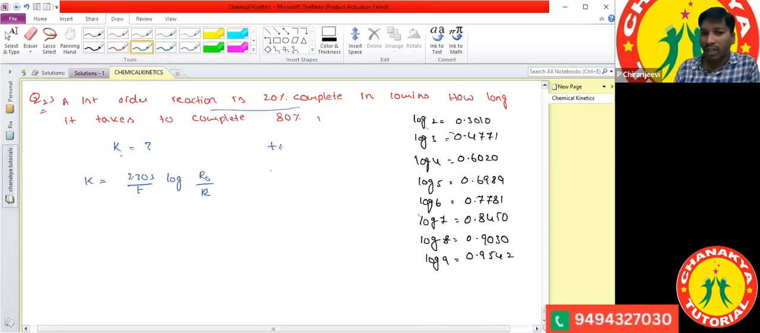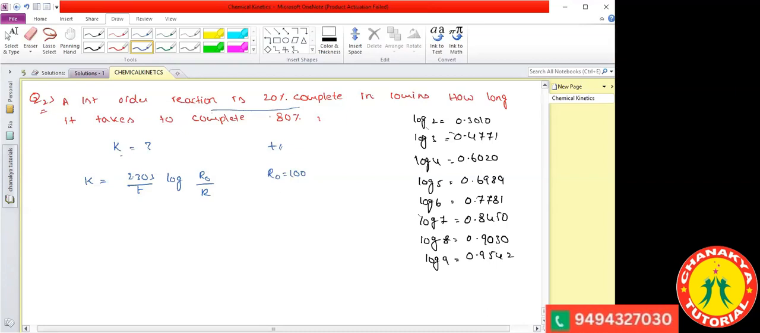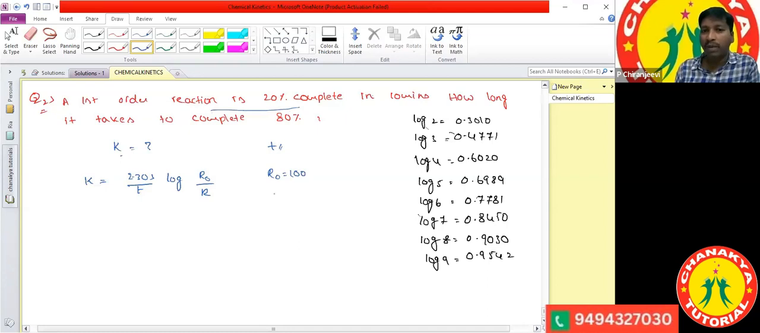So what is the initial concentration in this question? R naught we are taking as 100. And what is the final concentration? 100 minus 20. 20% is completed, which means the remaining is the final concentration. R is equal to 100 minus 20, so you will get 80%. 80% is left. It is the final concentration. Now the time they had already given. So 2.303 divided by the time, 10 minutes, log of R naught 100 divided by 80.